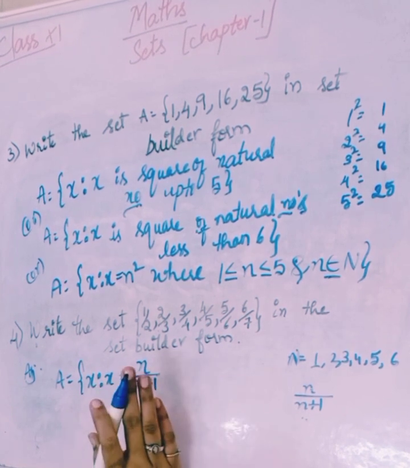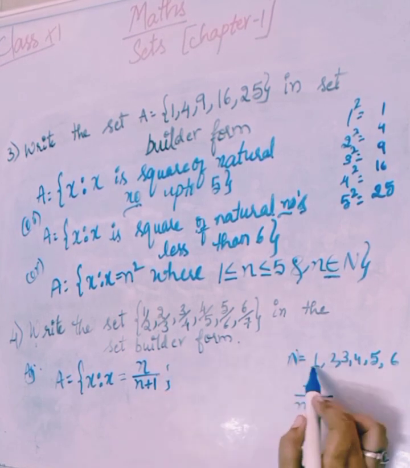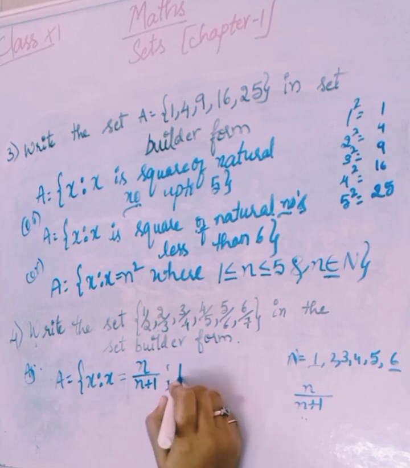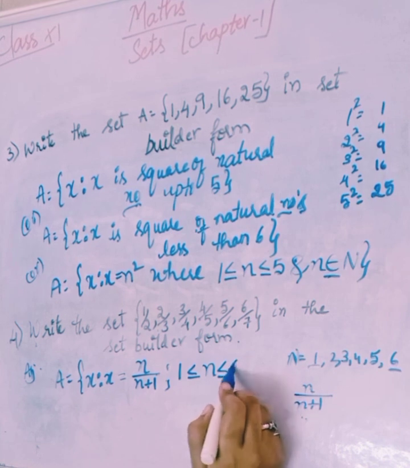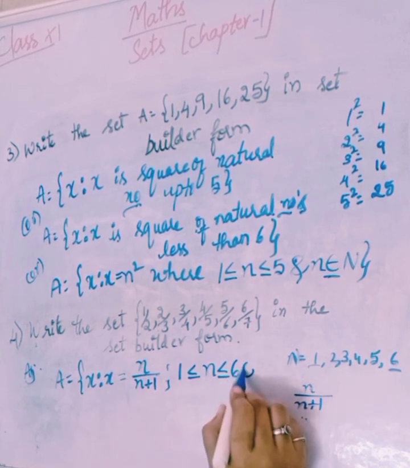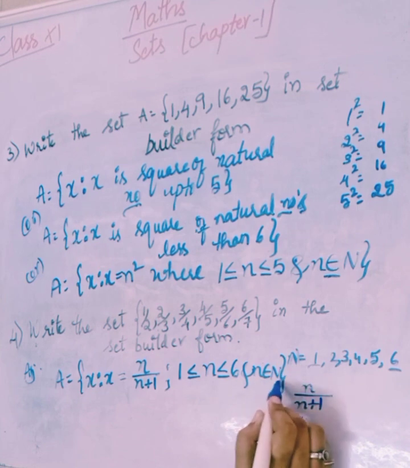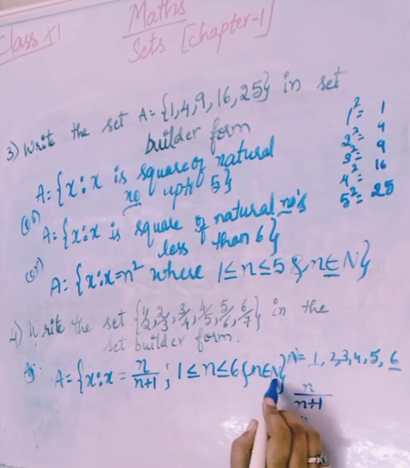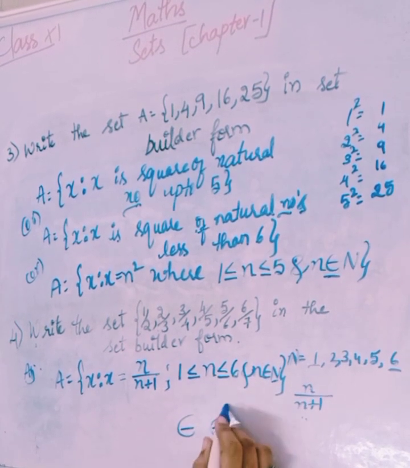That means till 6 only we have, not more than 6. So therefore it's starting from where? 1. It's ending where? 6. So therefore 1 less than or equal to n less than or equal to 6, and n belongs to N. That means the numbers all belong to natural numbers. Like this symbol means belongs to, and like this means does not belong to. That's what you need to remember.